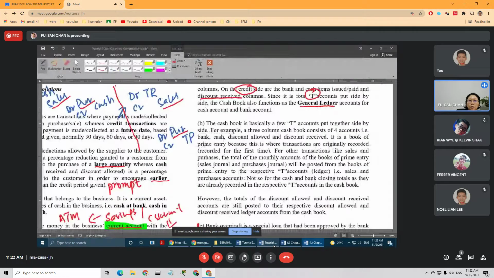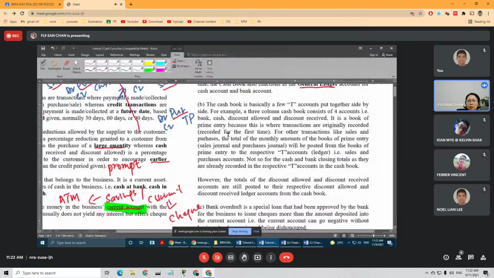So the cash book is basically a few T accounts put together side by side. For example, a three column cash book consists of four accounts. These are the four accounts that you know. The book of prime entry is where you originally record, the first time that you record. For other transactions like sales and purchases, that is in a sales journal and purchases journal.